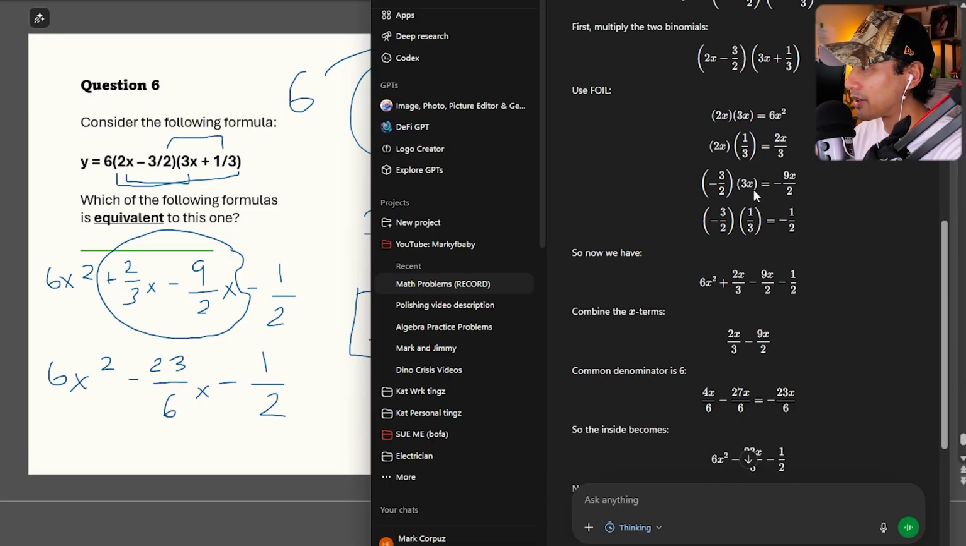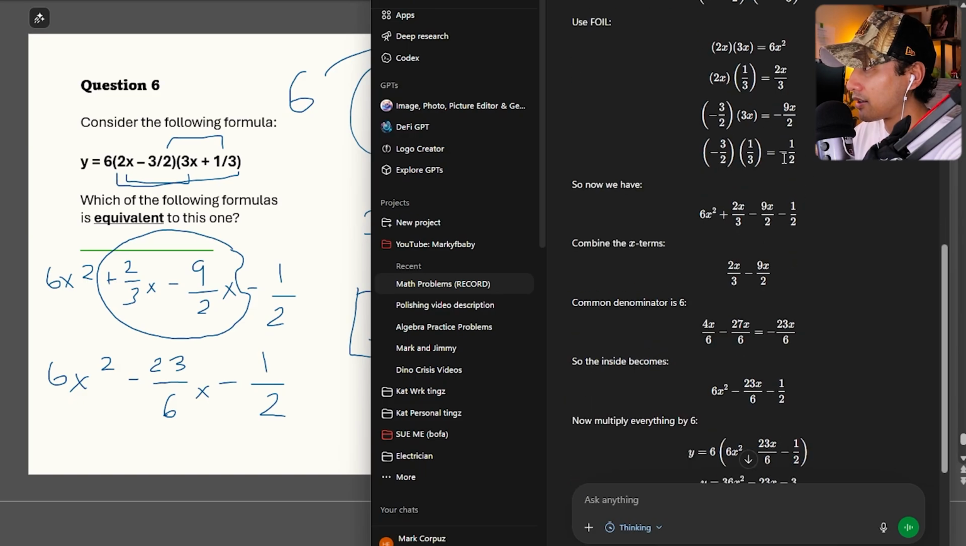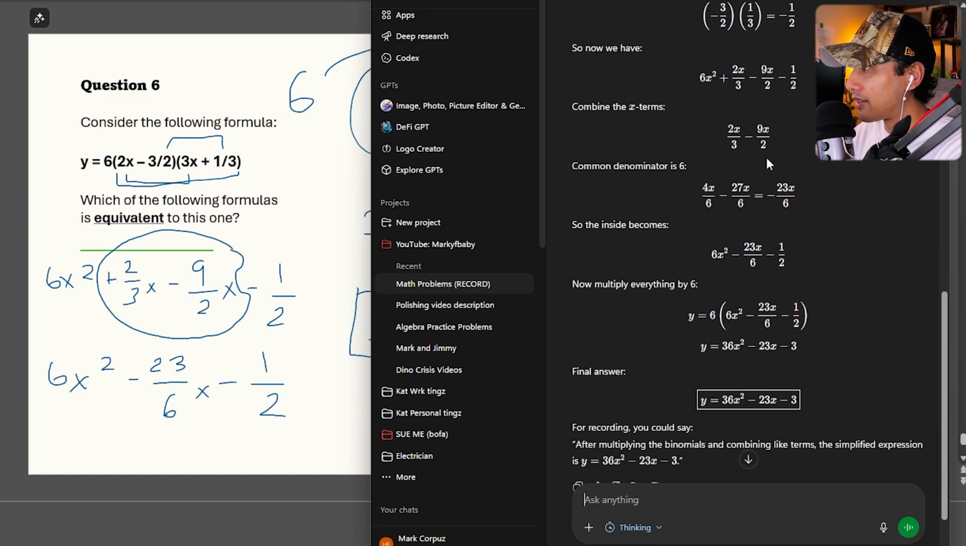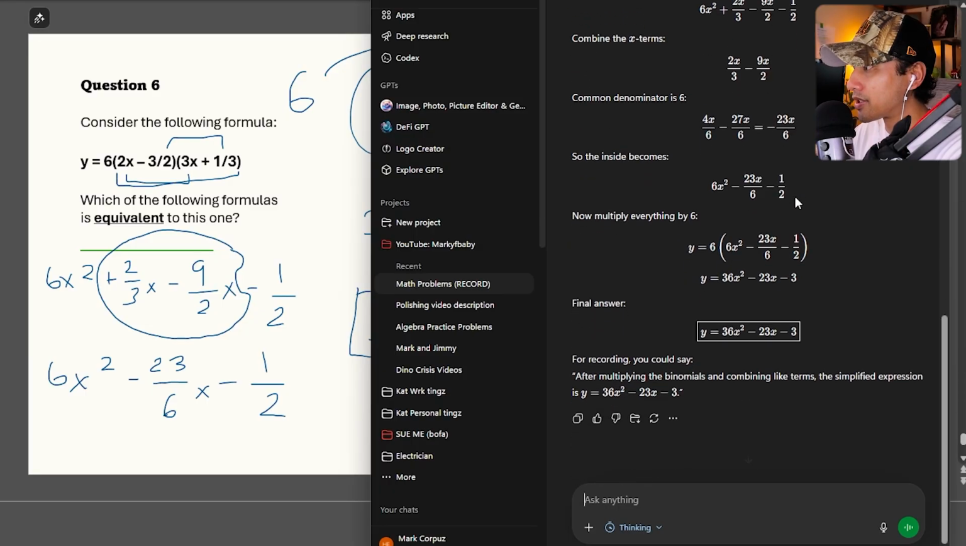It used FOIL, exactly what we did. We got 2x over 3 and negative 9x over 2. The last term is negative 1/2. And then we have to combine the x terms. Remember what I said, you're going to get this ugly equation. We have to make sure the denominator is 6, and it did exactly this. We got the denominator to equal 6 when we multiplied by 2 and 3. And then we got 4x minus 27x equals negative 23x. We carry everything over, it's negative 23x over 6, and that's our equation that we work with.